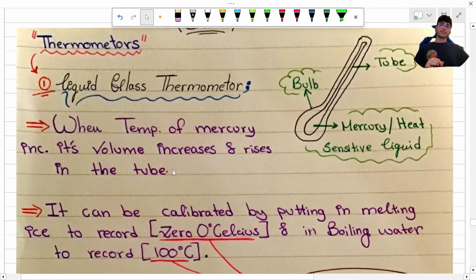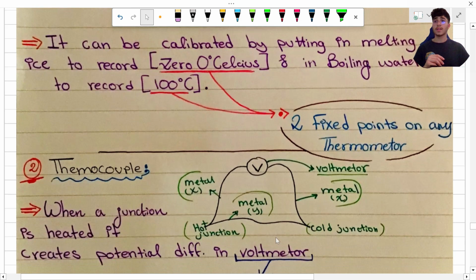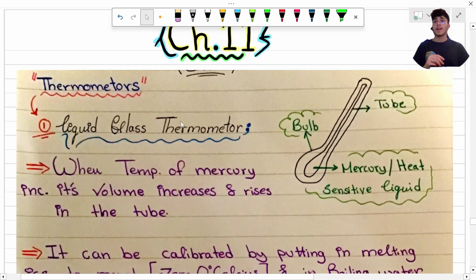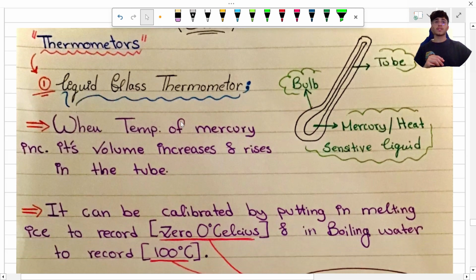Okay, thermometers. So we finished everything about insulation. Now, thermometers: we're going to study two types, a liquid glass thermometer and a thermocouple. This is the structure of the liquid glass thermometer. It's like a rod-shaped thermometer with a wide circle opening here. Outside, you'll find the bulb. Inside, there's mercury, a heat-sensitive liquid. It uses expansion of mercury, and there's a tube to measure the readings here.